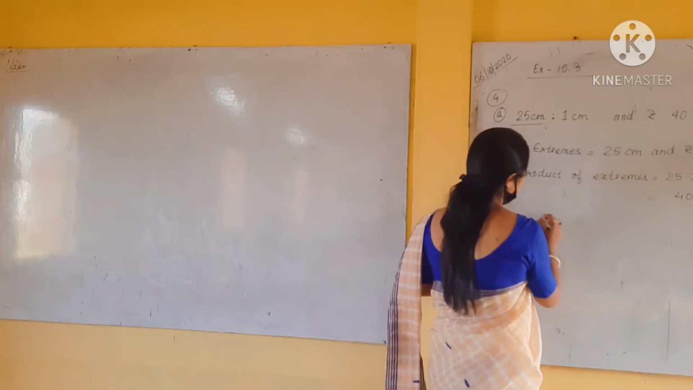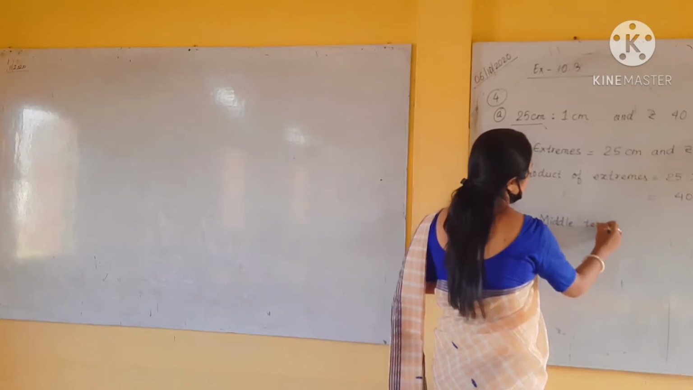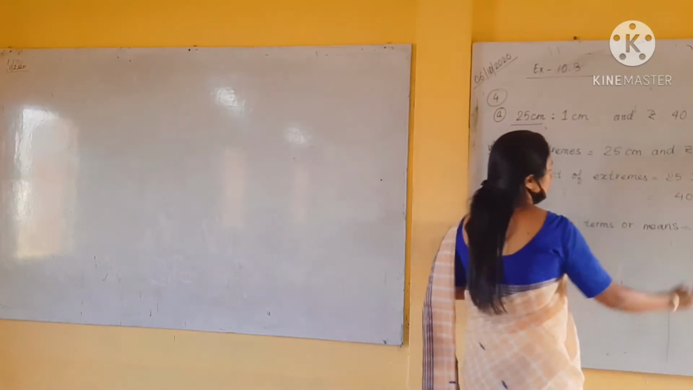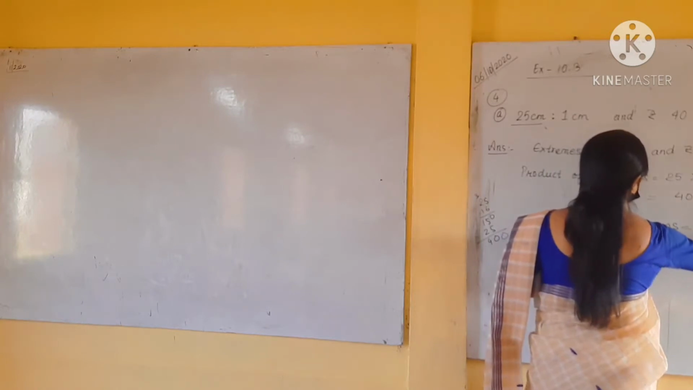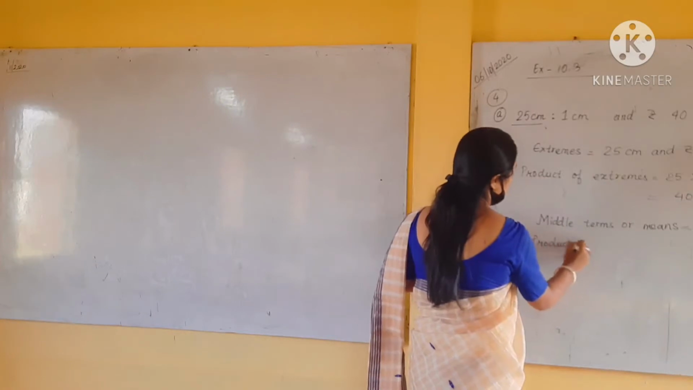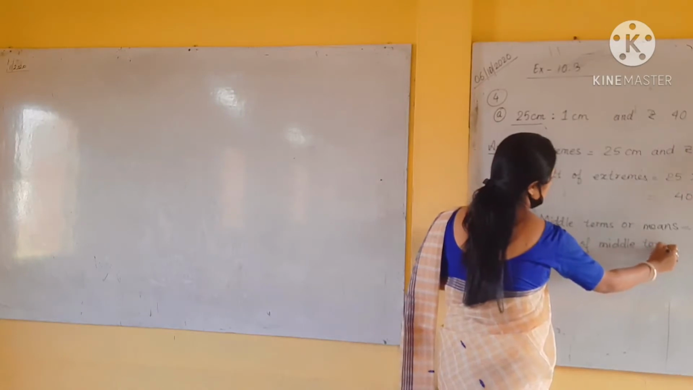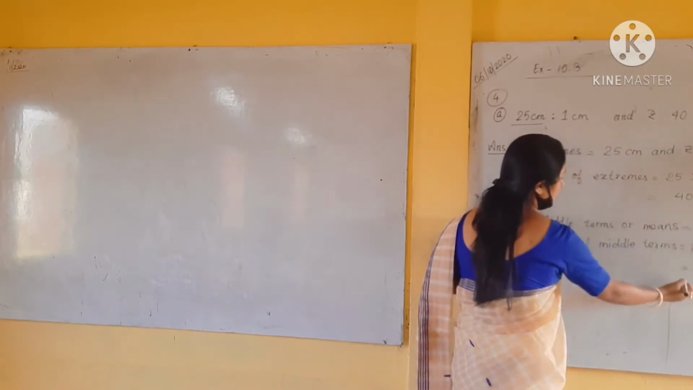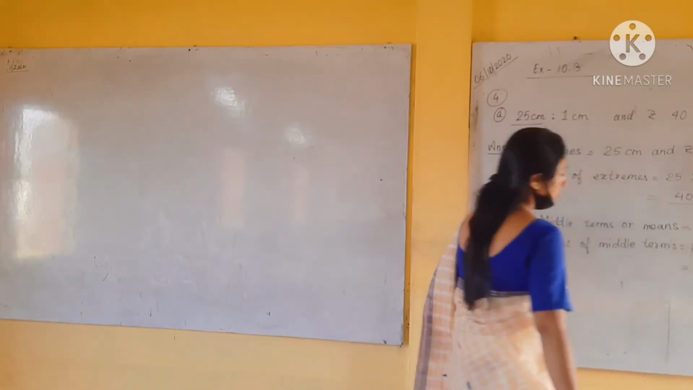Similarly, what are the middle terms? 1 centimeter and rupees 40. Middle terms, the other name is means. So 1 centimeter and rupees 40, we will multiply. The product of middle terms, 1 into 40, that will be 40. So this was our product of extremes and this is our product of means.